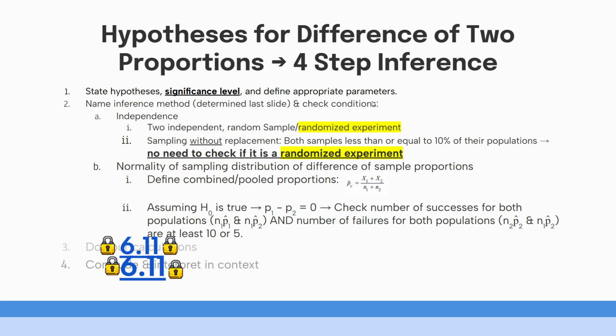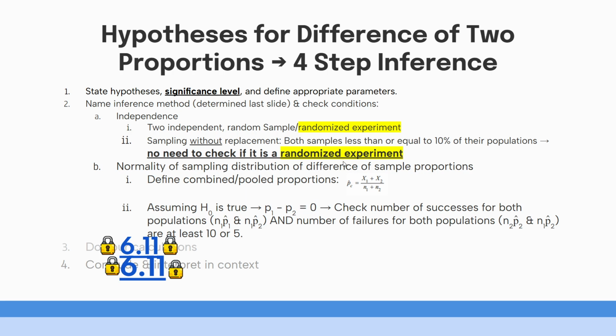So you define your parameters. What I mean by that is if you put P1 is this, you have to say what is P1. Where P1 is the proportion of people who wear green shoes in Greensville. And then P2 is the proportion of people who wear green shoes in Purplesville. For example, that's how you would do it. The independence is, you need to check for independence, 2 independent random samples or randomized experiments. Both samples have to be less than 10% of their populations. You don't need to check this if it's a randomized experiment.